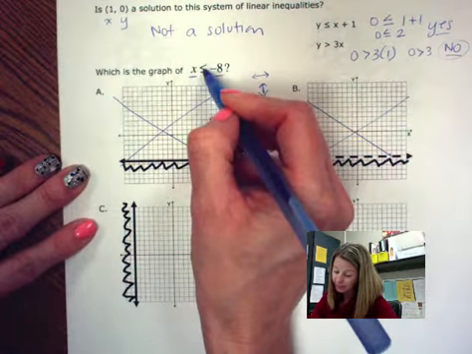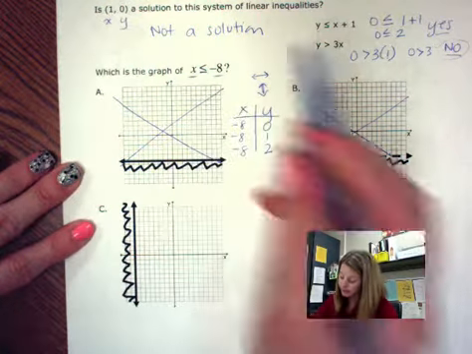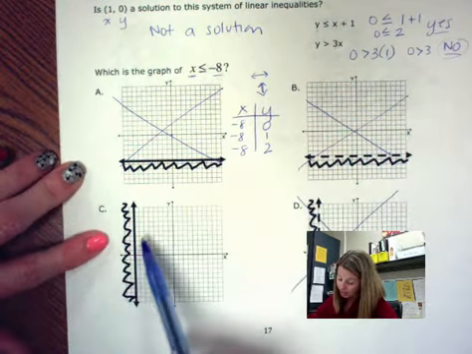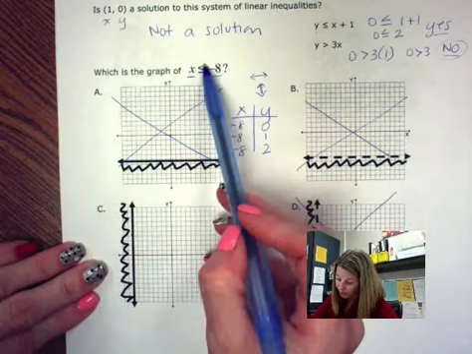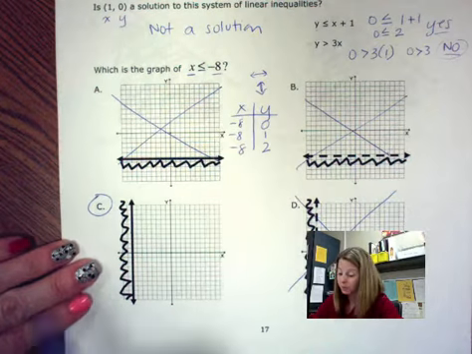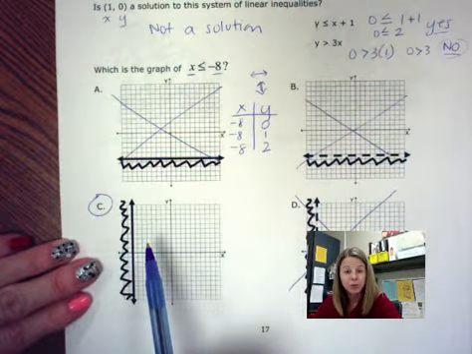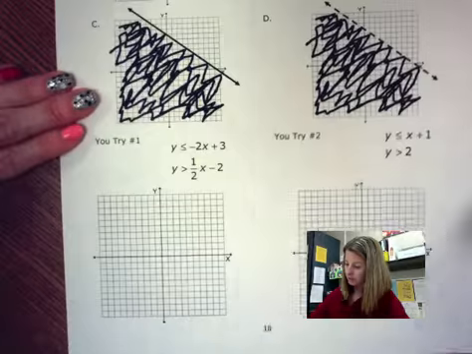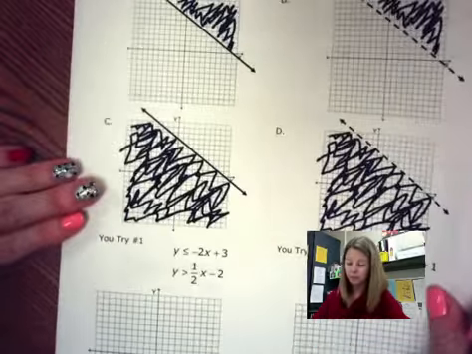It's less than or equal, so I want a solid line. So I can eliminate D, and then my shading should match. It should be less than -8. So my answer is C. So it's really important on these types of problems that you do process of elimination as you check. Okay? All right, moving right along.